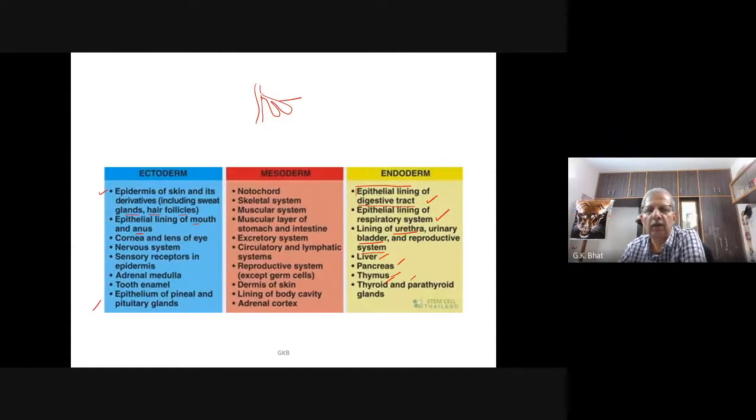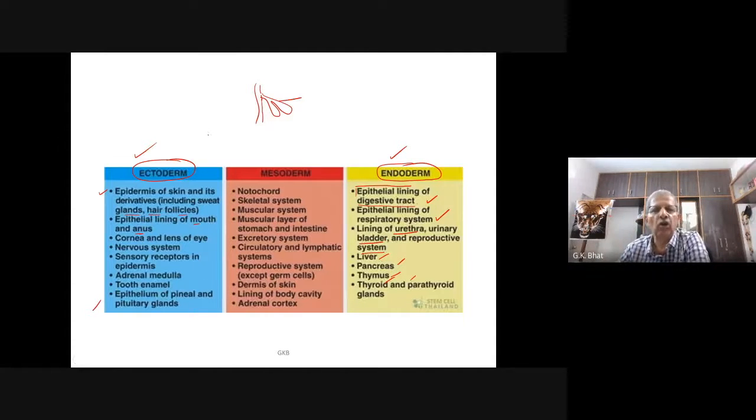So I repeat, epithelial lining of the digestive tract, except the buccal cavity and anal cavity, epithelial lining of the respiratory system, lining of the reproductive and excretory system, liver, pancreas, thymus, thyroid, parathyroid glands, all these are endodermal derivatives. So, we have seen what are ectodermal derivatives, what are endodermal derivatives. Now the remaining structures, what are present in between?